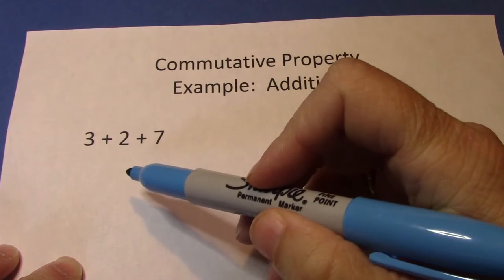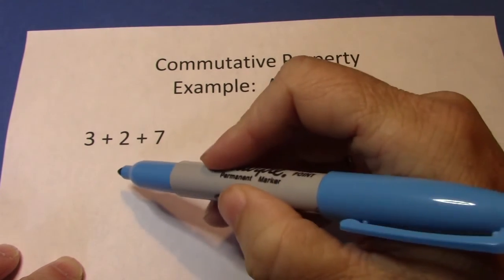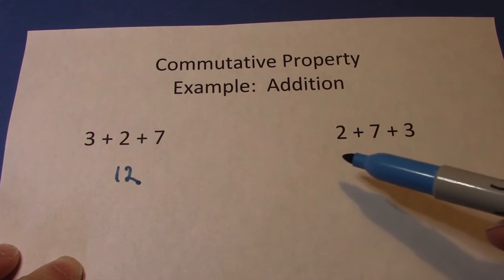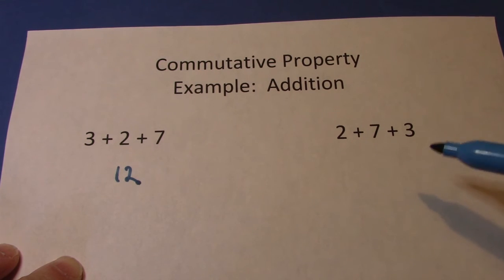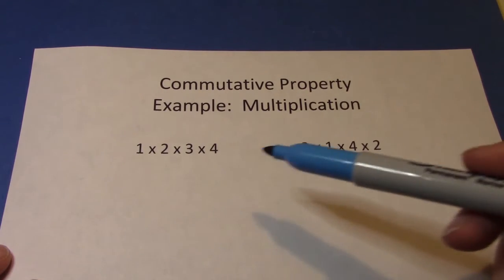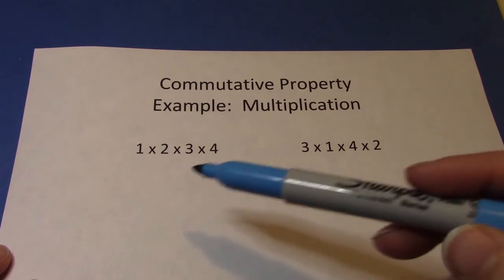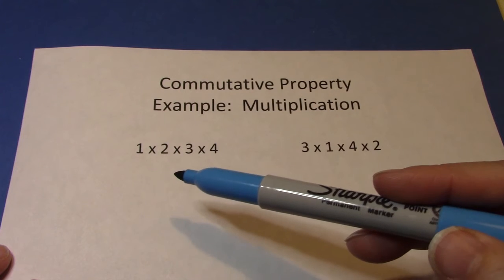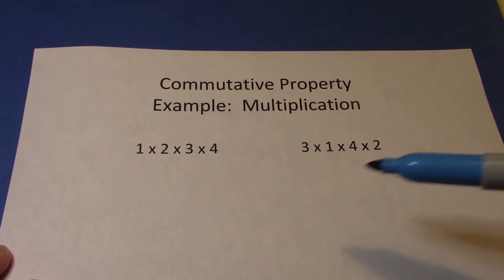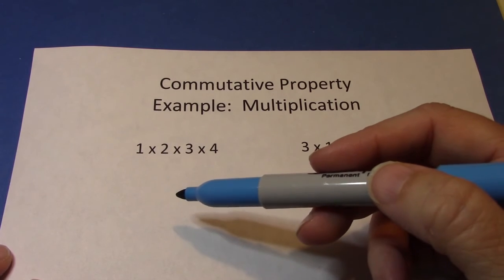3 plus 2 is 5. 5 plus 7 is 12. And over here, 2 plus 7 is 9. 9 plus 3 is 12. And here's an example of the commutative property with multiplication. Again, we've got the same numbers being multiplied on the right and the left, but they're moved around in a different order. 1, 2, 3, 4, and 3, 1, 4, 2. But we should still get the same answer in the end.